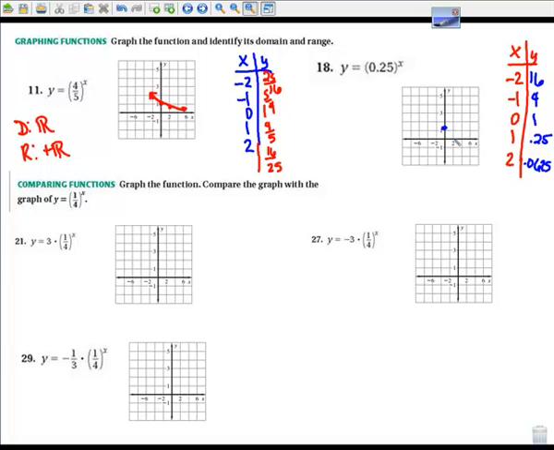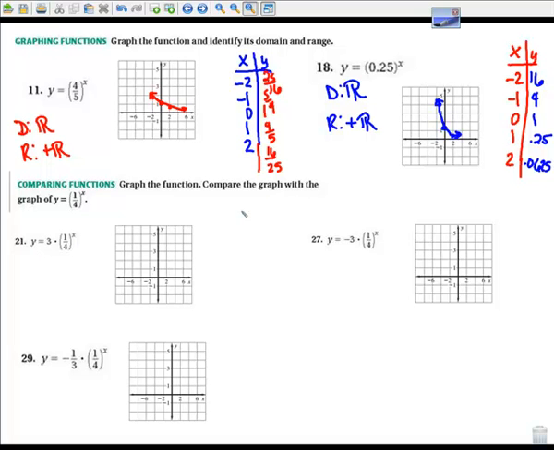At 2, it's 0.0625, so it's really tiny. And at -2, it's 16. Well, I don't have that on here, so I'll go -1 is 4. So that works. And then you can see it's a little bit steeper. So my domain here is again all real numbers, and my range is again positive real numbers. Now let's go ahead and look at this.